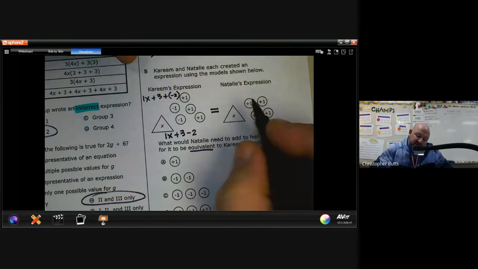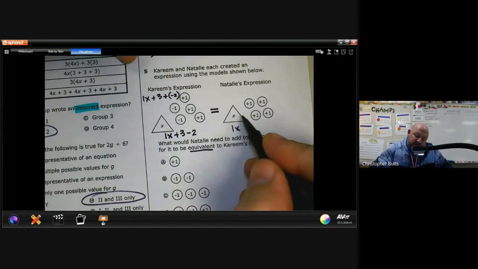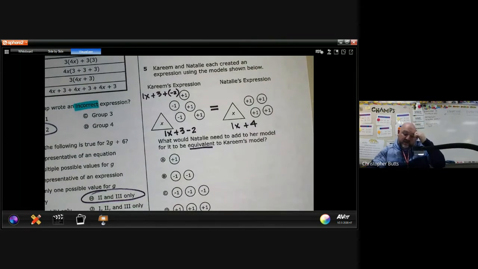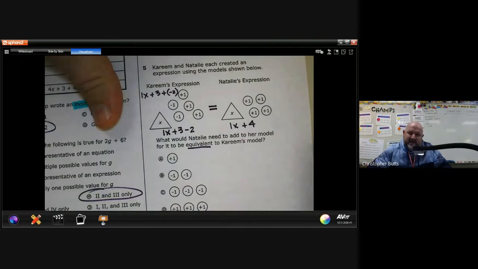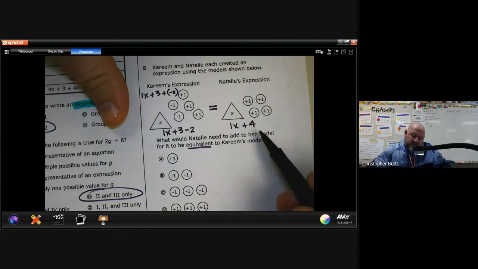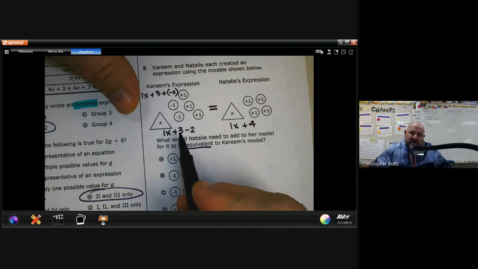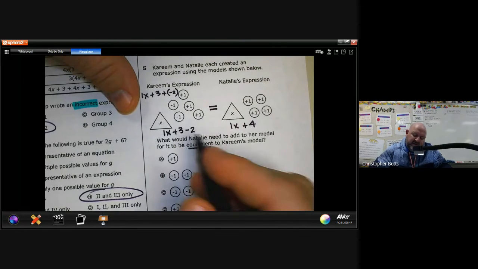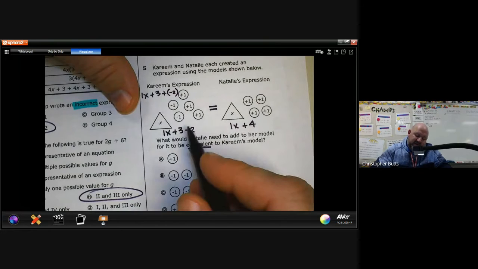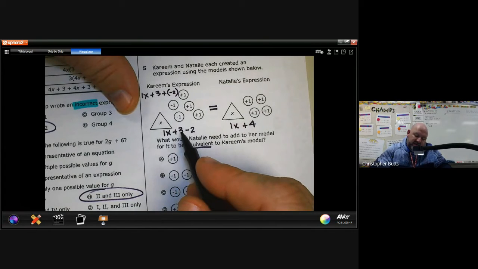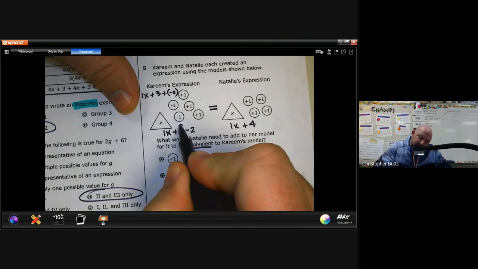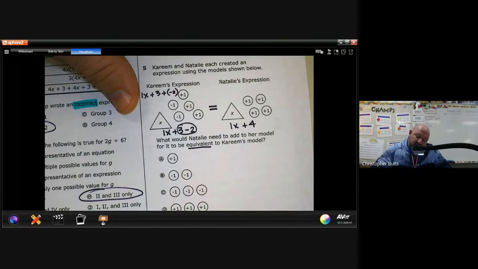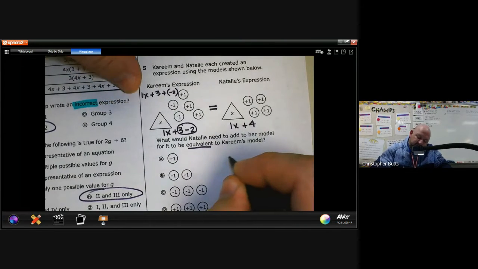And over here on the other side, we also have 1 times x, because there's only one of them, but we have plus 4. So in order to make these things the same, we're going to have to solve Kareem's a little bit. We're going to have to do the 3 minus 2 in order to see what we've got. So if we take care of that and solve this piece right here, this 3 minus 2, what we would get for Kareem, I'm going to try to organize this as best I can.